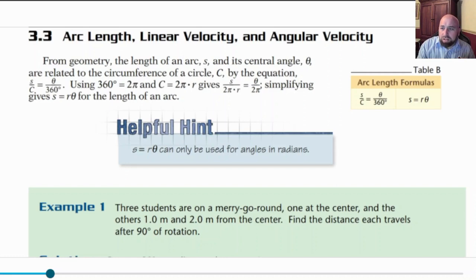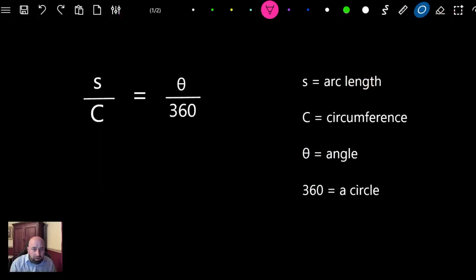So from geometry, the length of the arc S and its central angle theta are related to the circumference of a circle C by the equation S over C equals theta over 360. You might think it's been a long time since geometry, so let's look over here and talk about what that formula actually means.